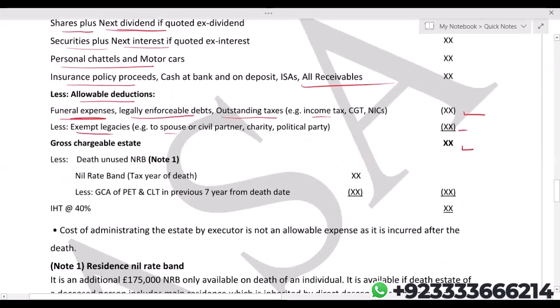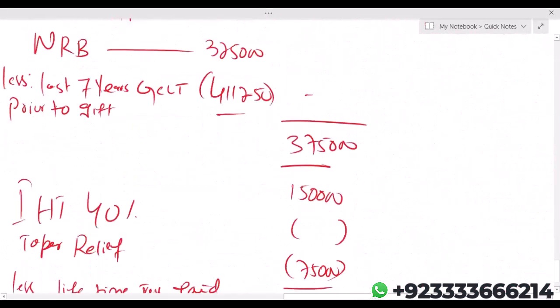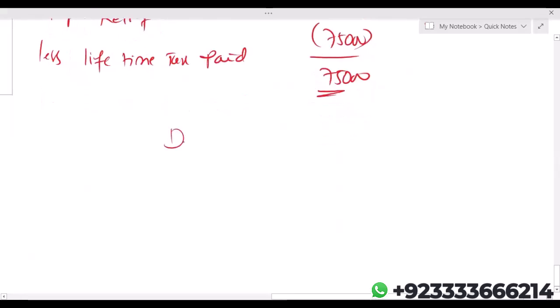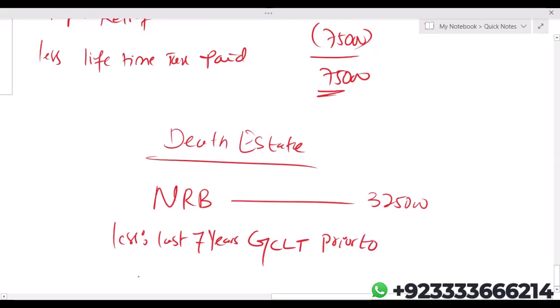And look at this. Again, we will see the nil rate band. Again, the normal nil rate band, £325,000, will apply here as well. But just one clarity. In case of death estate, when we go for the nil rate band, 325, now I deduct, then how will you write less? Last 7 years gross CLT. This time I'm going to write prior to death. This is important.